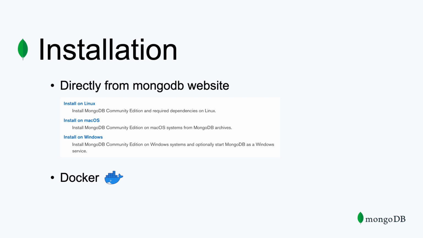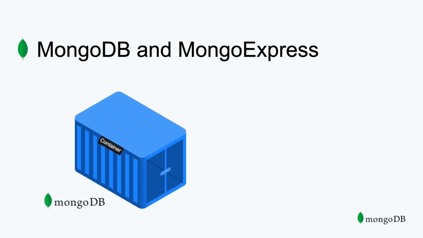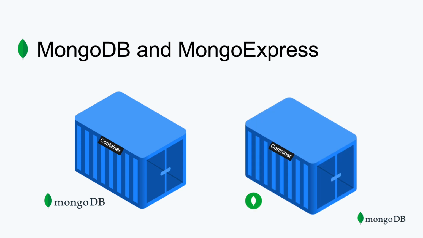So what I want to achieve with the Docker installation is to have both MongoDB and Mongo Express. Mongo Express is just a GUI client that allows you to interact with your database. So basically we're going to have 2 containers. One container for MongoDB, the other one for Mongo Express, and then have these 2 containers talk to each other via a Docker network. Let's go ahead and install Docker and then have both MongoDB and Mongo Express up and running.